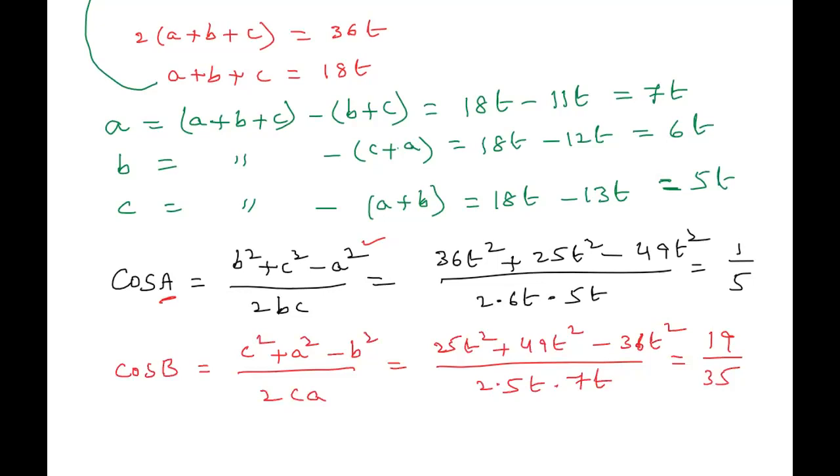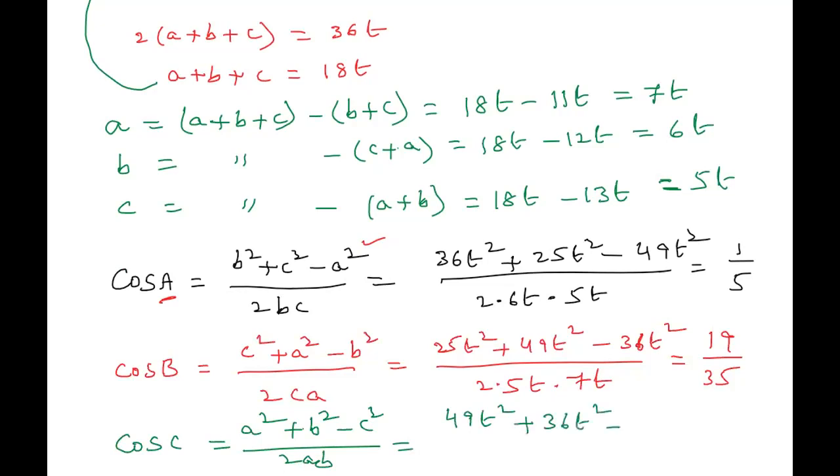Now I'm going to find cos C. Tell me, what is the cos C formula? (A² + B² - C²)/2AB. This is the formula. Substitute those values here. We get 49T² plus 36T² minus 25T² divided by 2 times 7T times B, which is 6T. Do the calculation for the numerator and denominator. We get 5/7.